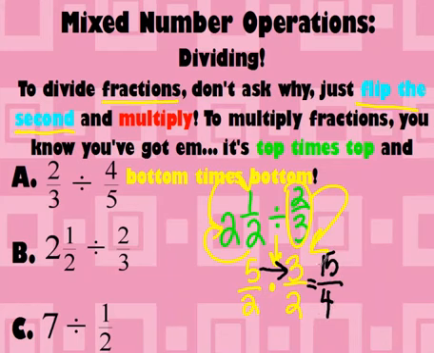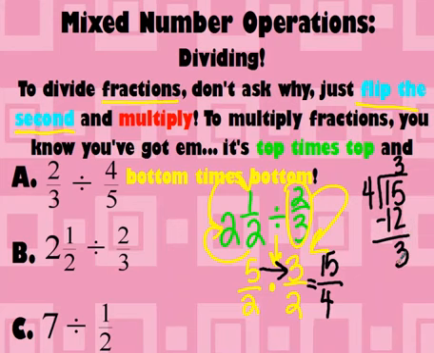Then to change this improper fraction to a mixed number, 15 divided by 4: 4 goes into 15 3 times, and we get 12, and there's 3 left over. So our final answer is 3 whole times with 3 left over out of 4. So 3 3/4 would be our answer for that one.